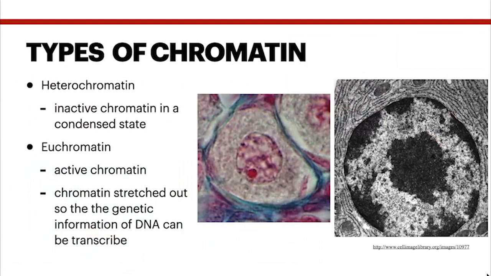There are two types of chromatin. Heterochromatin, which is inactive chromatin, can be seen as basophilic clumps in the light microscope, and electron-dense coarse granules in the electron microscope. Euchromatin is the less coiled portion of the chromosome and can be seen as slightly stained basophilic areas in the light microscope and finely dispersed granular material in the electron microscope.